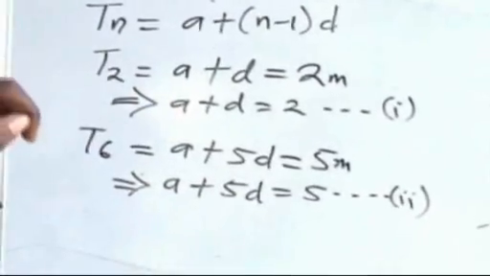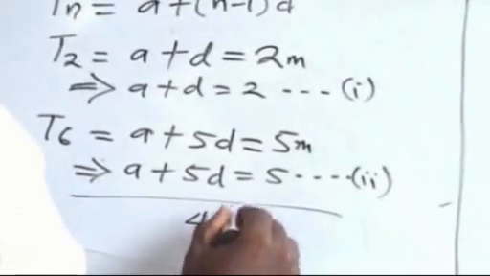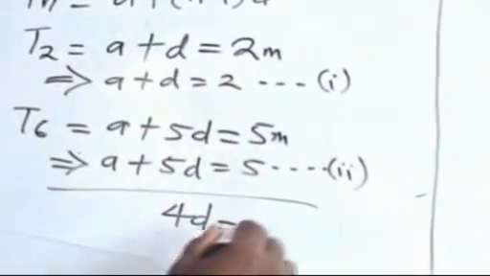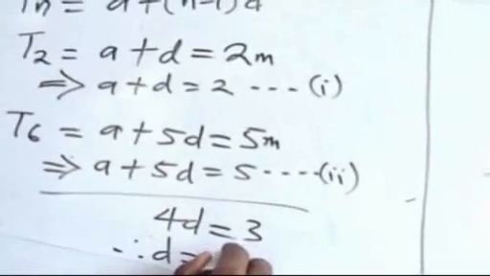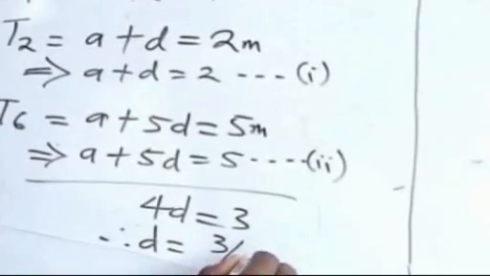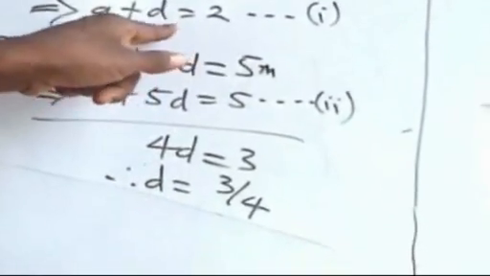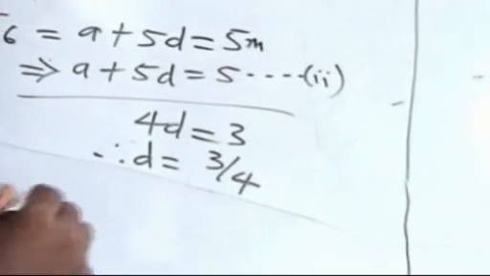a minus a is 0. 5d minus d will give us 4d. This will be equal to 5 minus 2, that is 3. Therefore, our d, which is a common difference, will be equal to 3 divided by 4. And having found the value of d, we will substitute it in equation 1 so that we'll get the value of a. So, this is equation 1 here.